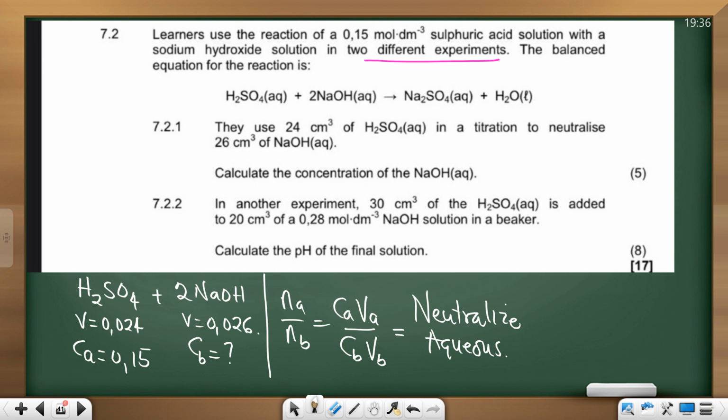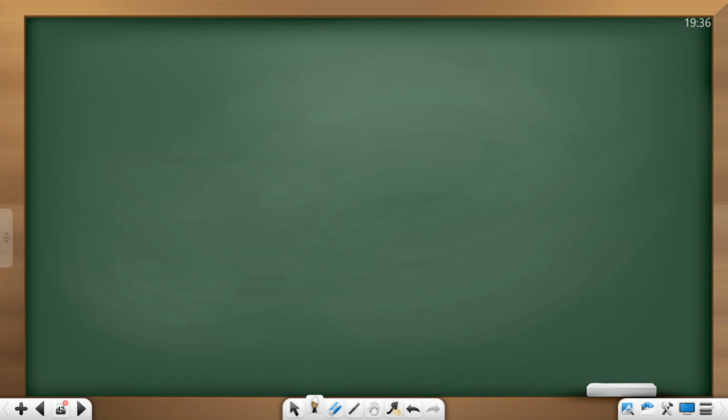What am I looking for? I am looking for the concentration of the base, right? So quickly, H2SO4. Because once the examiner gives you grams, I cannot use Na over Nb. Are you with me? All right, and what do I have? What's the other one? Sodium hydroxide. Is it 1 to 2?